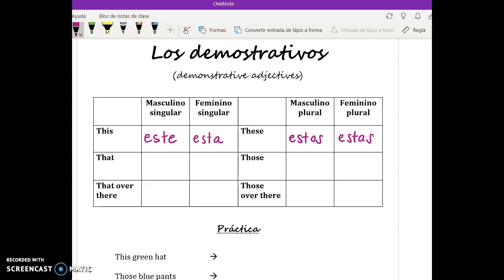Moving on to that, for the masculine singular is ese. And then those, masculine plural, is esos. So you'll see in the masculine singular form, they have E's, but then in the plural form, it changes to O's. So just be careful with that spelling change when you're using these. Feminine singular is esa for that, and those is esas.